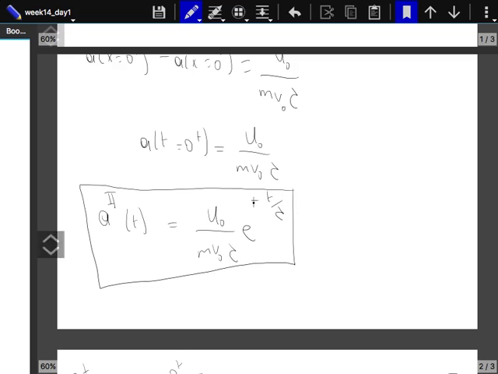This is plus. Again, it's due to this radiation back reaction, which, well, the acceleration seems to be increasing.